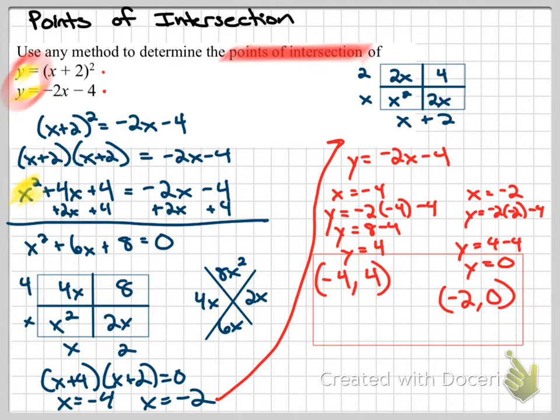This is a parabola and a line. This is not what it looks like at all, but there's my parabola and there's my line. It hits twice, so you got 2 points of intersection for your solution.